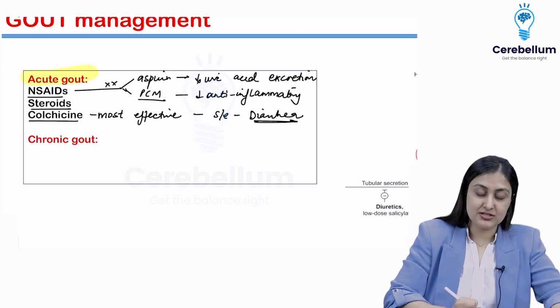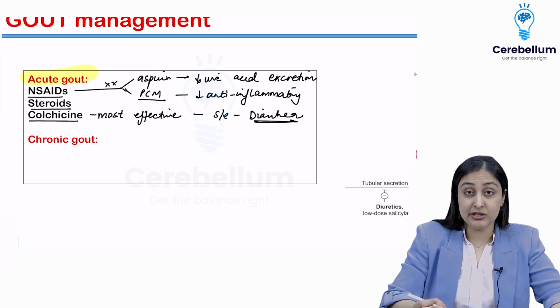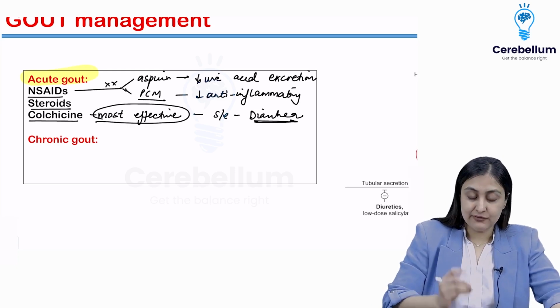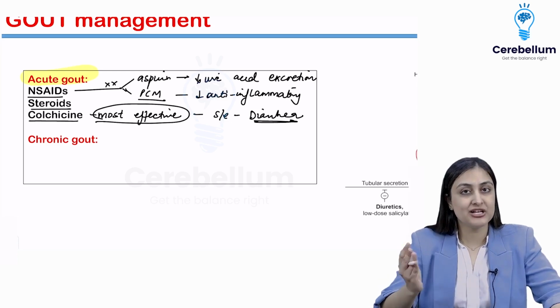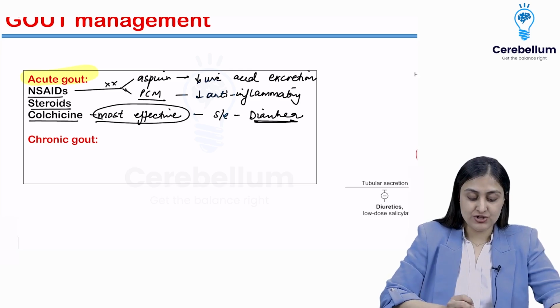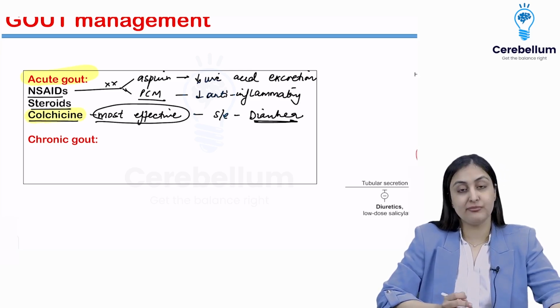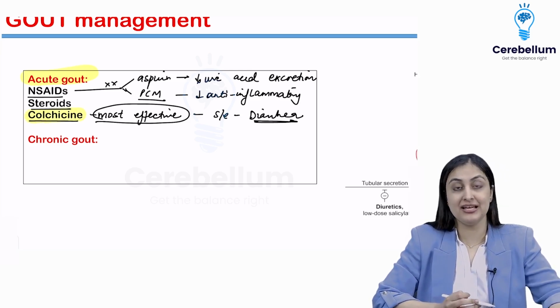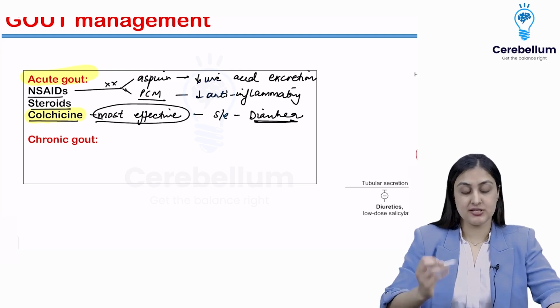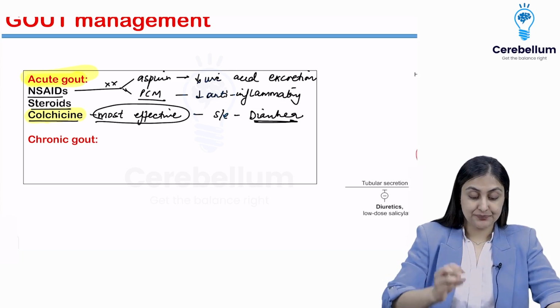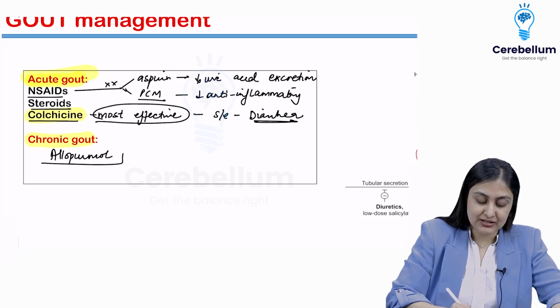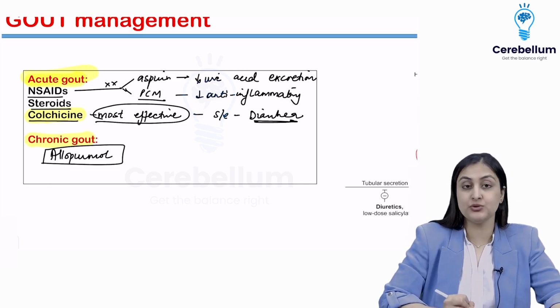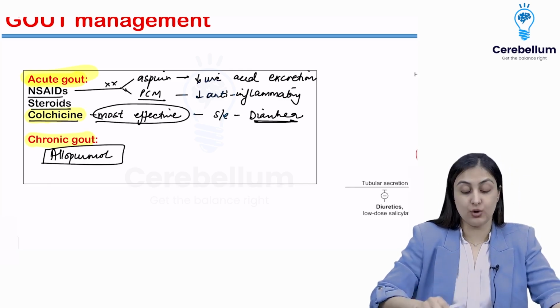Alright, so colchicine is actually a microtubule inhibitor, and that is why, if you remember in biochemistry, I have taught you we use this in karyotyping for metaphase arrest, isn't it? So this is colchicine. It is technically most effective, but we don't use it because of GI side effects. Alright, so this is acute gout. Chronic gout, the drug of choice, remember, is allopurinol. Very frequently asked question, allopurinol is not to be used in acute gout, only chronic gout.